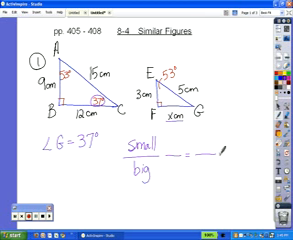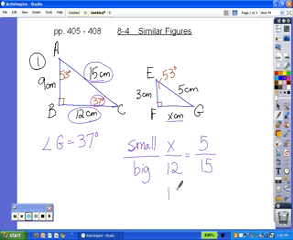If we start with side x, it's on the small triangle, and it corresponds with the 12 on the bottom of the big triangle. We have 2 other lengths of sides on the small triangle, so we can choose either the 5 or the 3. It doesn't matter which we choose. If I choose 5 on the small triangle, I have to pick its corresponding side on the big triangle, which is 15.